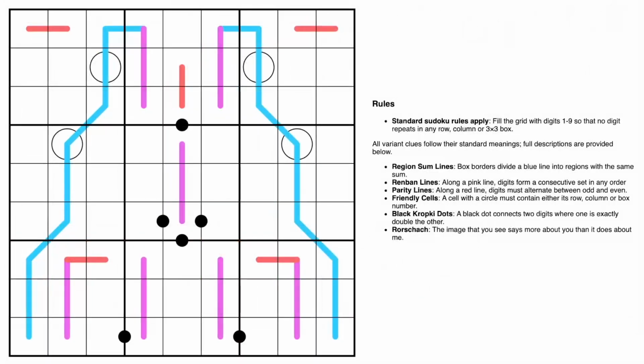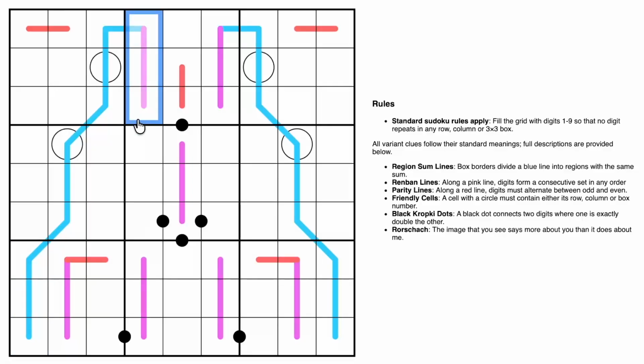So the rules for this puzzle are as follows. We've got Sudoku, which is putting the digits 1 to 9 in every row, column, and 3 by 3 box. The blue lines here are called region sum lines. The box borders divide the line into segments, and each of those segments needs to have the same sum. So whatever these add up to, these must also add up to, and these must add up to.